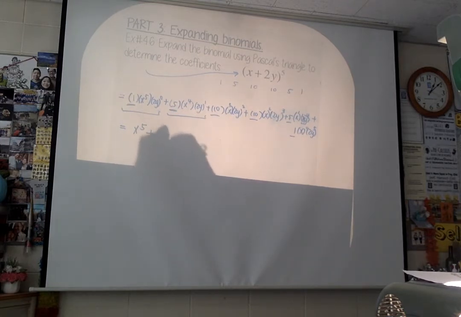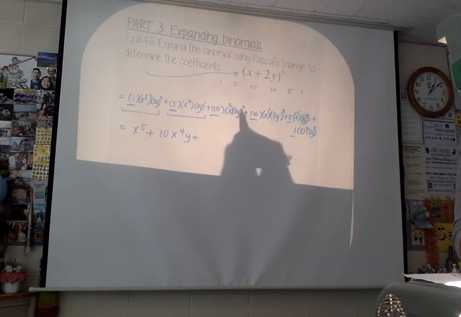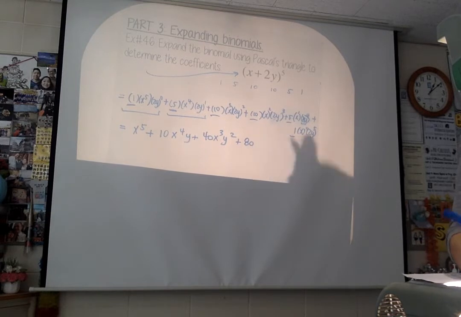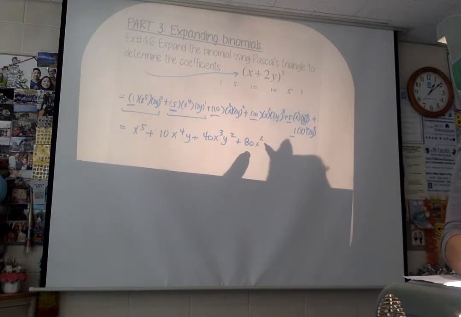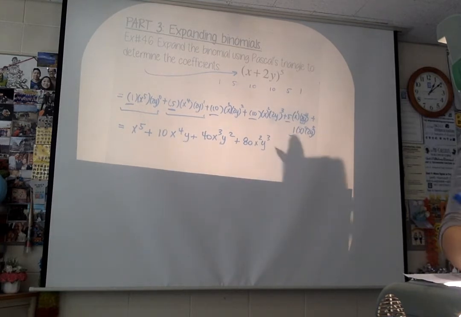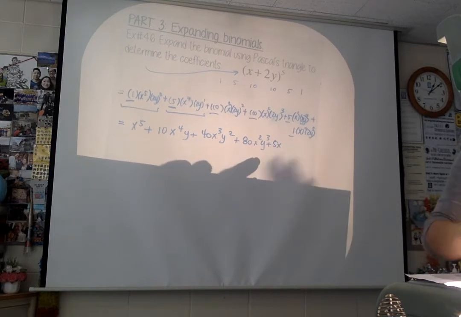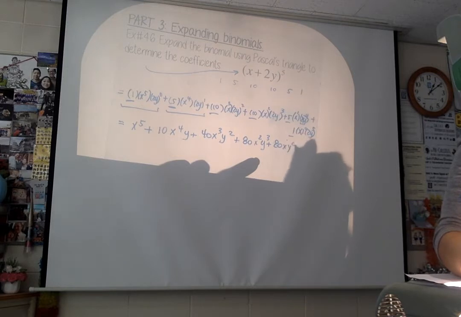What do we get here? Plus 10x to the 4th, y to the 1. Plus 10 times 4, so 40x cubed, y squared. Plus 80, because 2 to the cube is 8, times 10 is 80. x squared, y cubed. And they all add up to 5, right? Plus 5x, oh, I'm sorry, not 5. It's 16 times 5, right? So it's going to be another 80 here. x, y to the 4th. Because 2 to the 4th times 5. Plus just 32. And x is gone because x becomes 1, y to the 5th, okay?